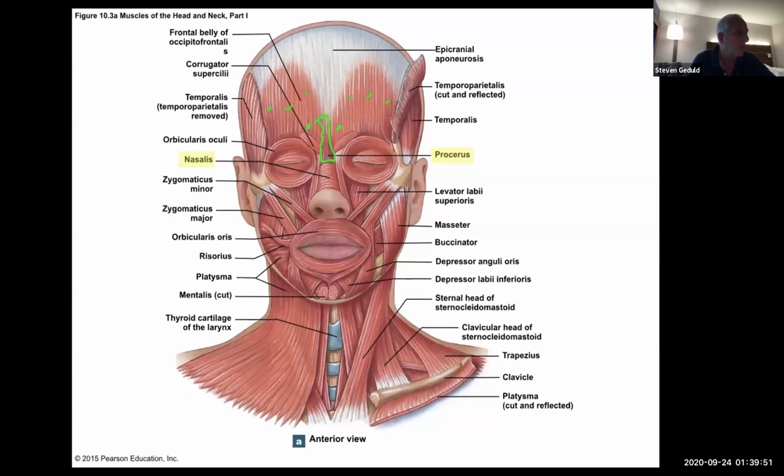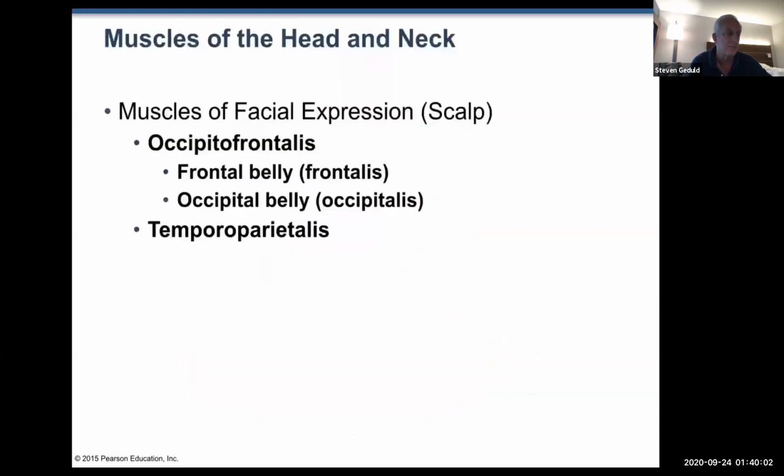Okay. And the nasalis muscle is a muscle that goes across the bridge of the nose. So the procerus muscle and the nasalis muscle are the two muscles of the nose. Okay.